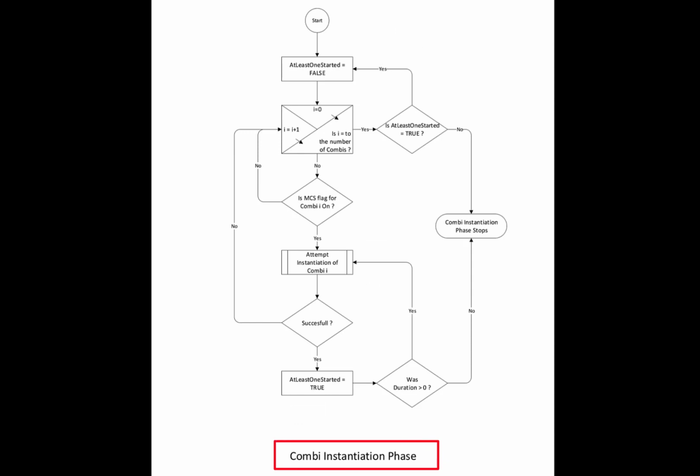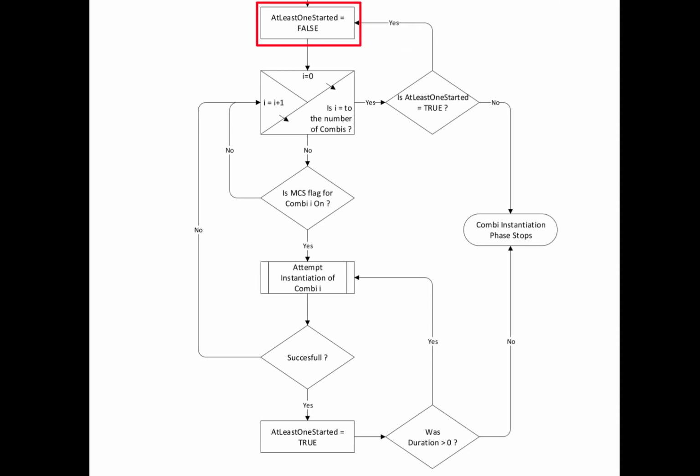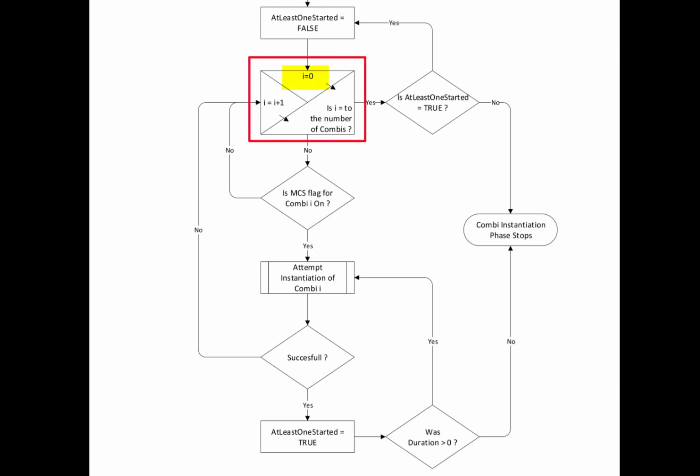This flowchart describes the Combi instantiation phase. At the very beginning, the flag at least one started is set to the value false. After that comes a loop which is controlled by an index or counter, which is shown here by the letter I. I is initially set to 0. After that, I is compared to the number of combis.